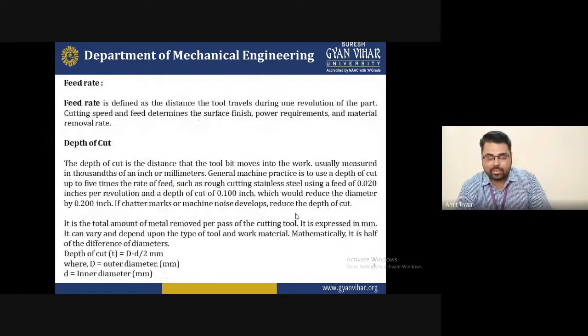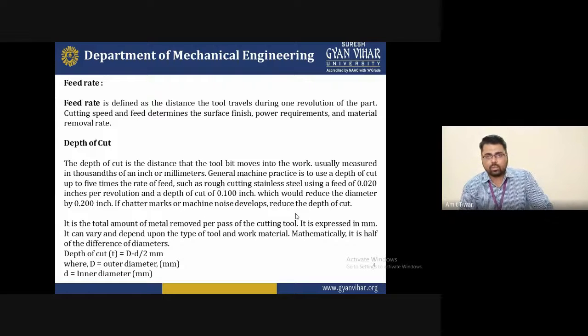The second one is feed rate. The feed rate is defined as the distance the tool travels during one revolution of the part. Cutting speed and feed rate determine the surface finishing, power requirement and the material removal rate. As the feed rate increases with the cutting speed, we can find good machinability. But if you increase the feed rate and the depth of cut, it will affect the surface roughness, or it will increase the timing, and more chip will be removed with high thickness, which is not required for machinability.